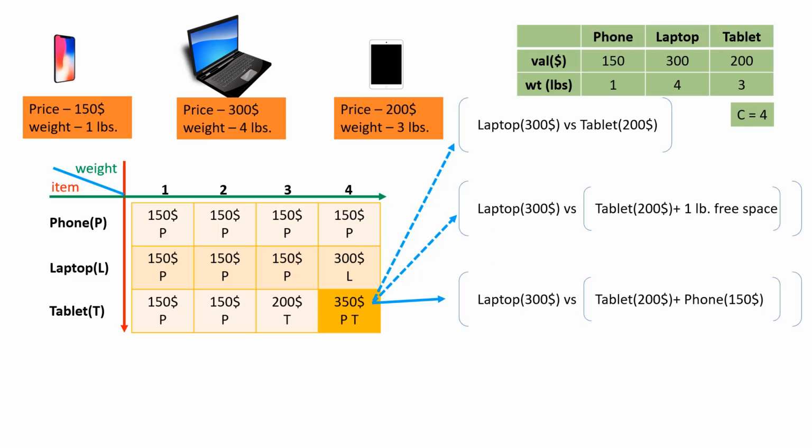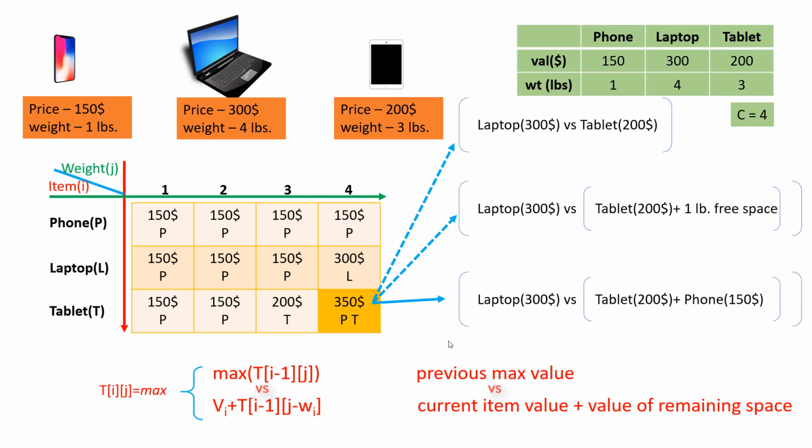Let's assume items, the rows, are represented by i and weights, the columns, are represented by j. Based on that, we can calculate the table value T[i][j] as the max of T[i-1][j], which is also known as the previous max value, or vi plus T[i-1][j-wi]. Let me tell you what it is exactly, guys. If you want to calculate any cell value inside this table, you can use this formula.